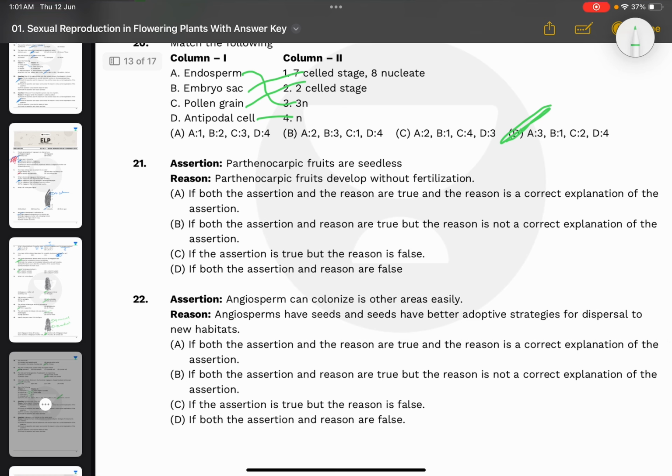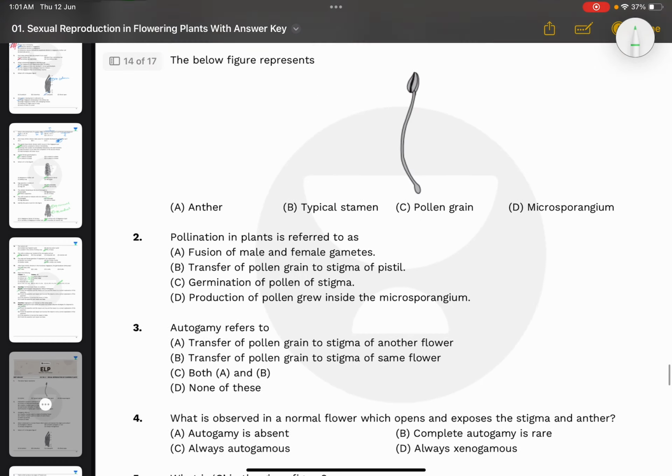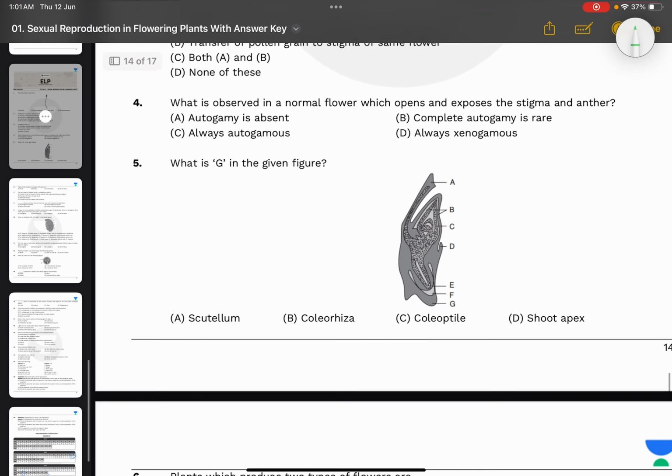Parthenocarpic fruits are seedless. Parthenocarpy develops without fertilization. Angiosperms can colonize other areas easily. Angiosperms have seeds and seeds have better reproductive strategies. Yes, we say here. After that we have the last ELP.